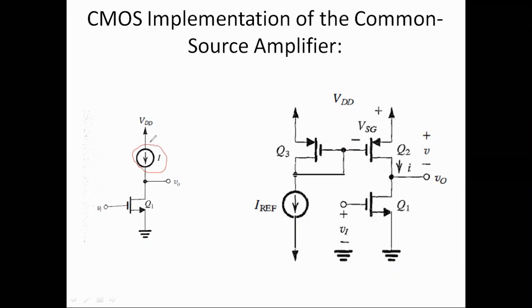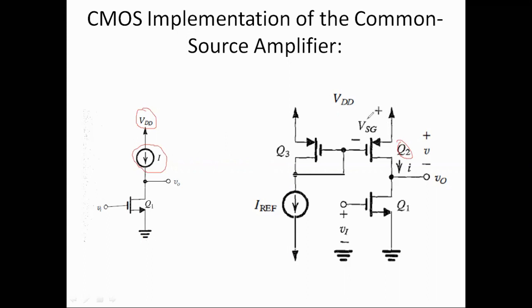Because it is directly connected to VDD. So the current source is implemented using a P MOSFET, so that the source potential of the P MOSFET is always higher. Now this is implemented like this. I'm going to connect one P MOSFET, called Q2, whose drain is connected to the output and source is connected to VDD, and here is the gate.